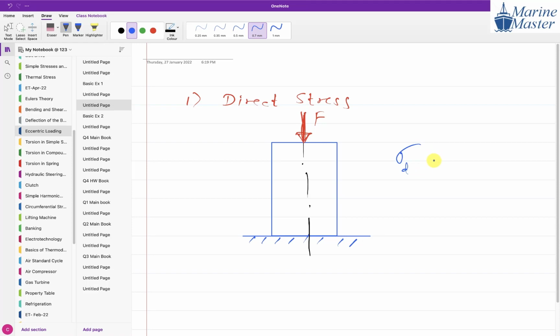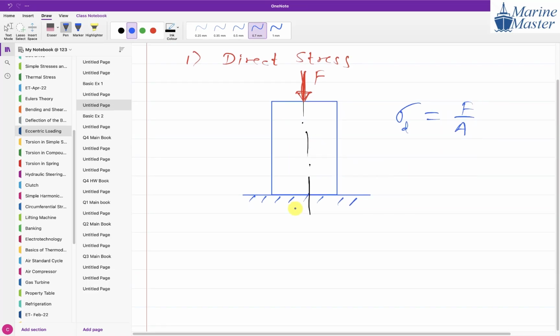Earlier we denoted stress by sigma, but here we will denote it by sigma D, and sigma D will be equal to force by area. Suppose this column has a circular cross section. Then this value of stress is the same everywhere. If you consider any point on this cross section, the value of direct stress sigma D is the same, because we always represent stresses with respect to the cross section. Remember, guys, direct stress is the same.